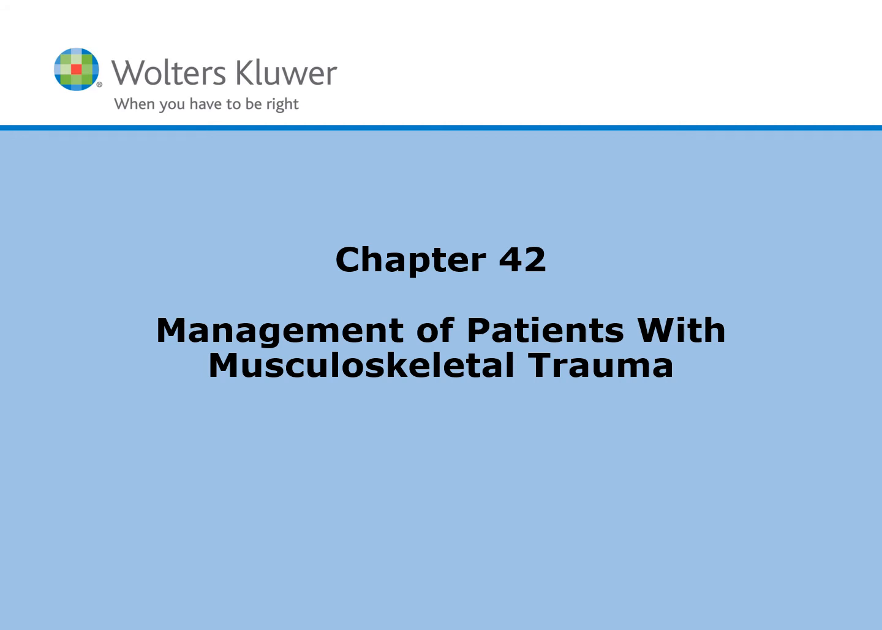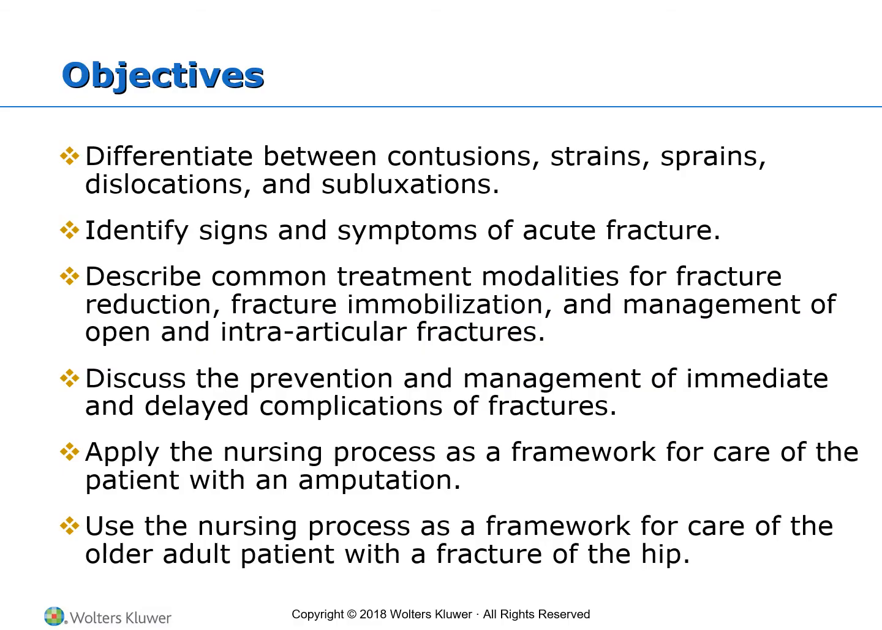You're listening to the recorded lecture on management of patients with musculoskeletal trauma. By the end of this chapter, you should be able to differentiate between contusions, strains, sprains, dislocations, and subluxations, identify signs and symptoms of an acute fracture, describe common treatment modalities for fracture reduction, fracture immobilization, and management of open and intra-articular fractures, discuss the prevention and management of immediate and delayed complications of fractures, apply the nursing process as a framework for care of a patient with an amputation, and use the nursing process as a framework for care of a patient with a hip fracture.